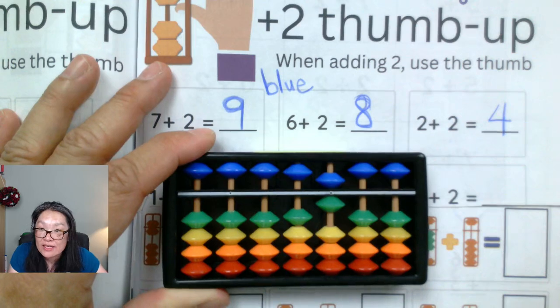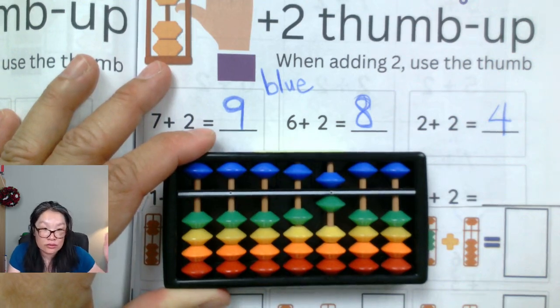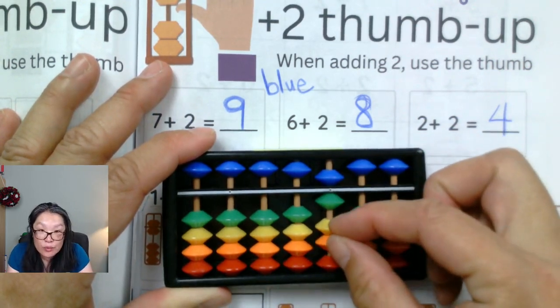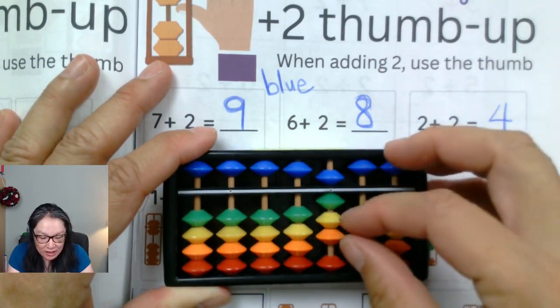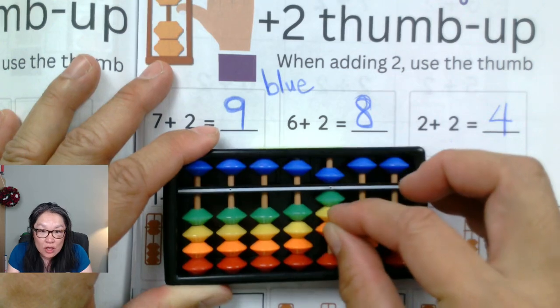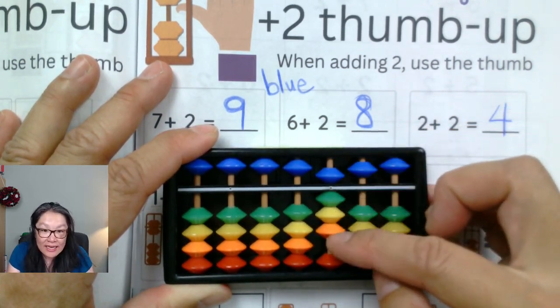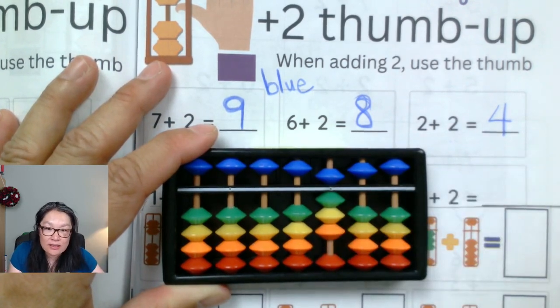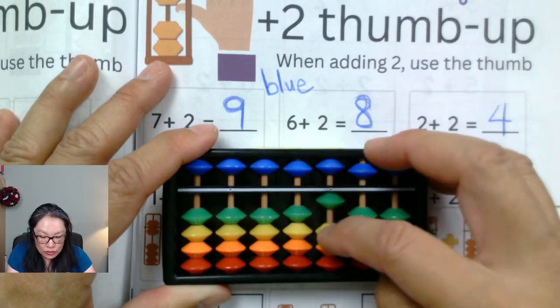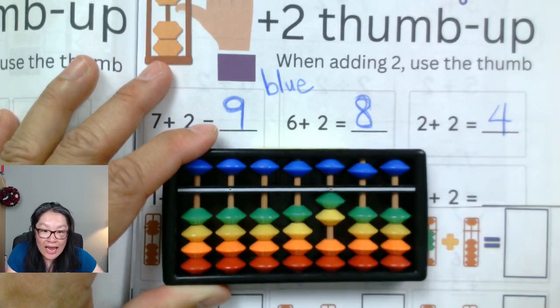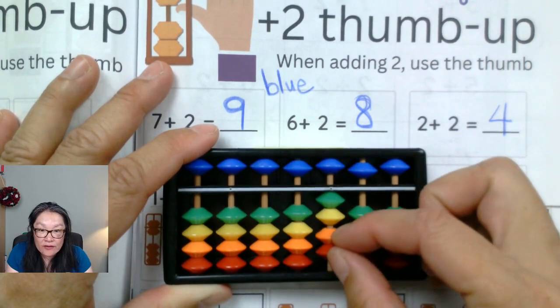So if I have 6, can I add 2? So I'm going to add these 2 beads. It doesn't matter which 2 beads as long as I add only 2 beads. So my final answer is 8. I have 5, 6, 7, 8. Does that make sense? So if I have 2 and I want to add another 2, is there enough to add another 2?